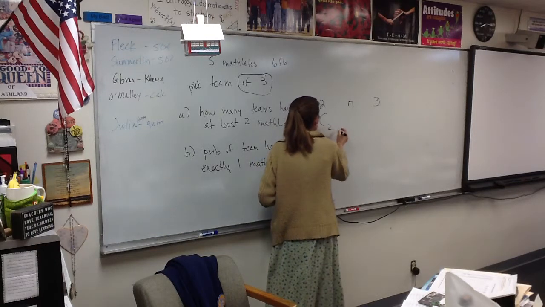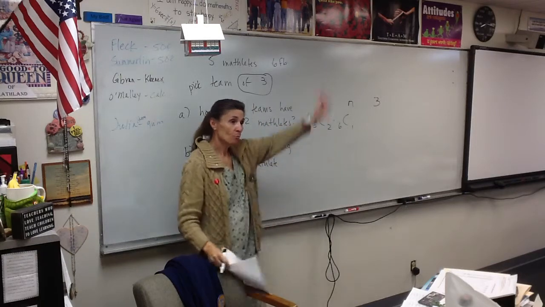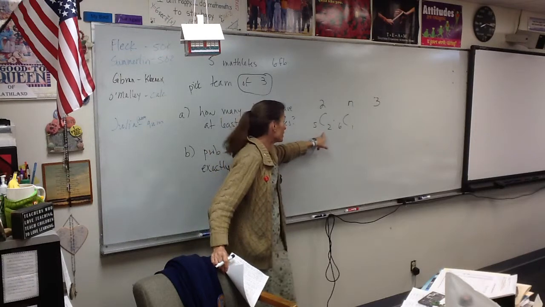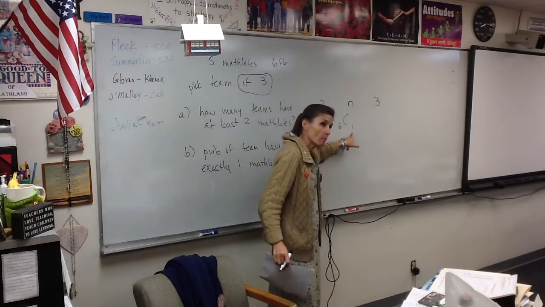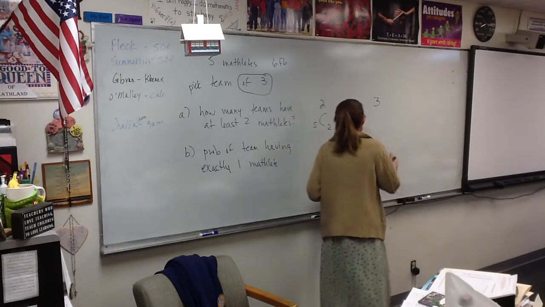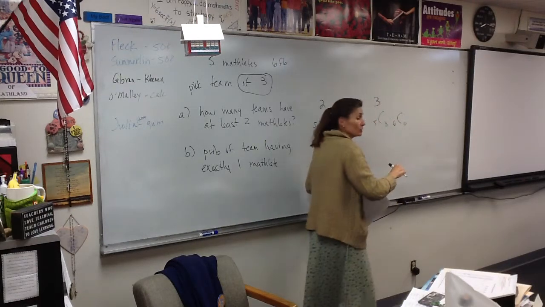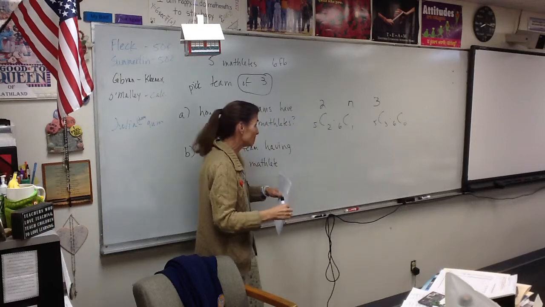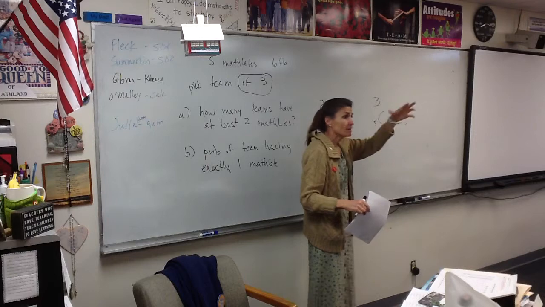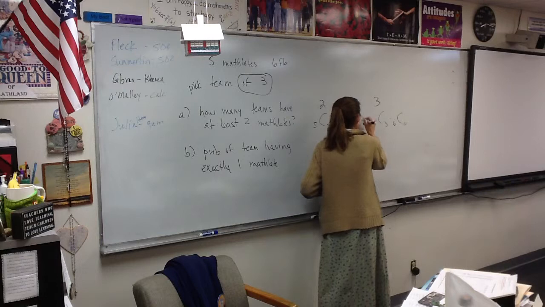5C2 times 6C1. These are like the card problems. You're picking a team of 3. If 2 of them are mathletes, then what's the other one? Football player. Now, what about 3 mathletes? What does that look like? 5C3, 6C0. Anytime it's a C0, you don't need to include it. But this does kind of remind you that you're picking from both groups. And then what are you gonna do with these two numbers? Add them.